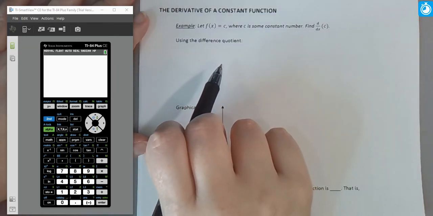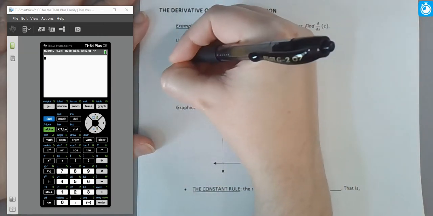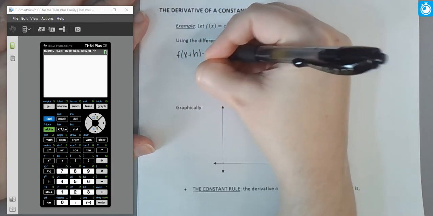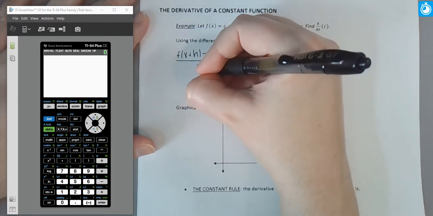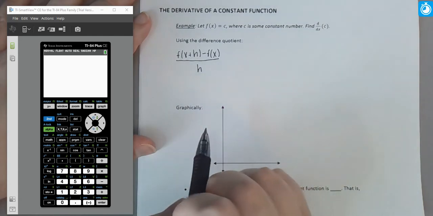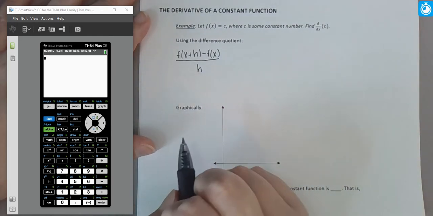This one is fairly straightforward. So let's recall what the difference quotient is. Remember, the difference quotient is defined as f of x plus h minus f of x all divided by h. And if we then take the limit of this expression as h approaches 0, that by definition is the derivative.